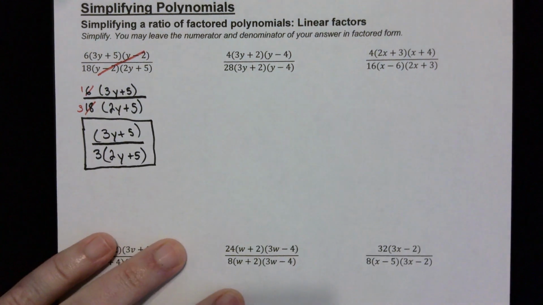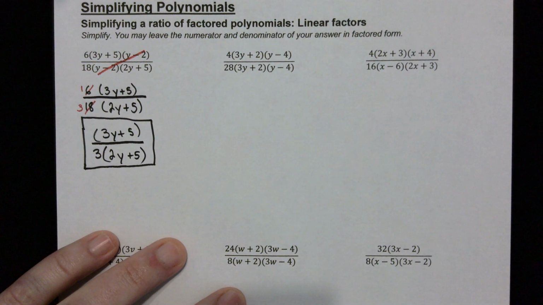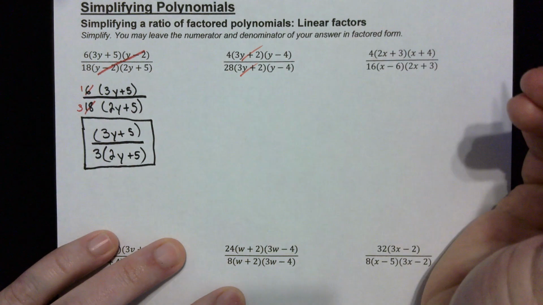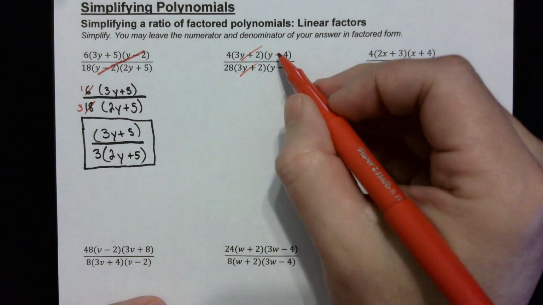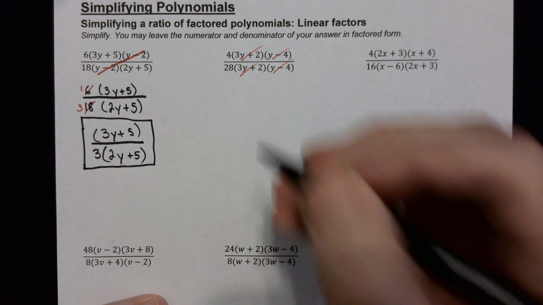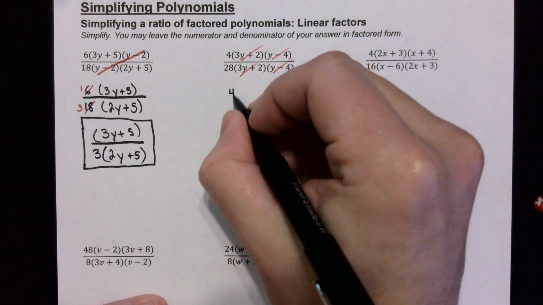Let's take a look at the next one. Notice that we've got first a 3y plus 2 on both top and bottom. We can cancel those. They're exactly the same. And a y minus 4 on both top and bottom. Those are exactly the same. So we're left with no variables at all, just 4 over 28.